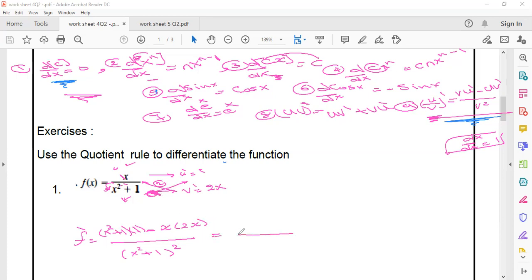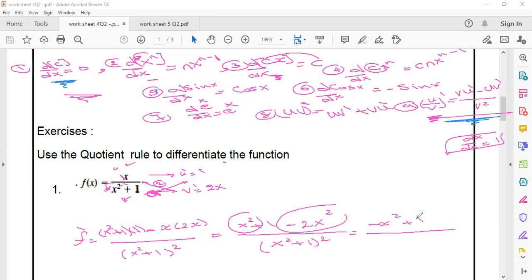I need the skills of simplifying any expression. 1 multiplied by anything will be x squared plus 1. Here, x multiplied by x will be minus 2x squared, over x squared plus 1 all to power 2. Do you have any like terms? Yes, this term is like this term. 1x squared minus 2x squared will be negative x squared, plus 1.